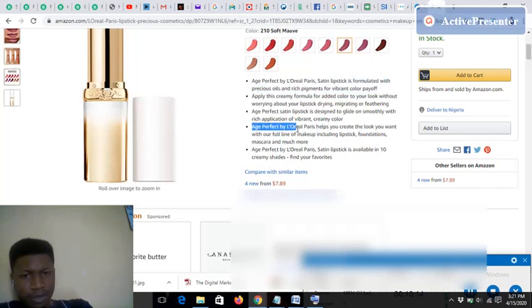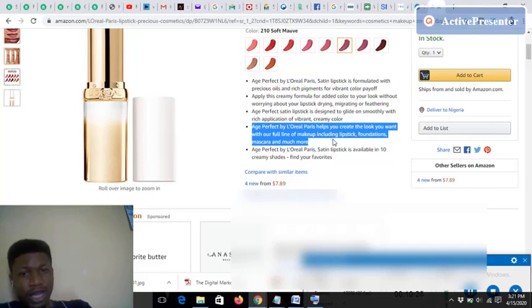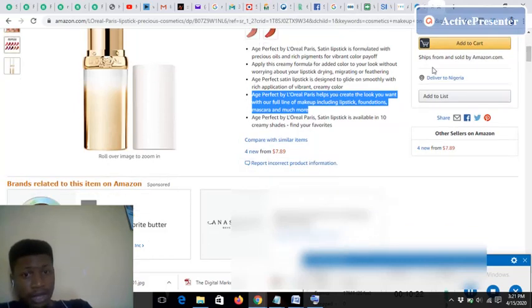Age Perfect by Aurel Paris helps you create the look you want with our full line of makeup, including lipstick, foundations, mascara, and more. Now, they are simply outlining it, just like I told you before, outlining the benefits and making it look attractive. Though most descriptions you see here are not written by experts.